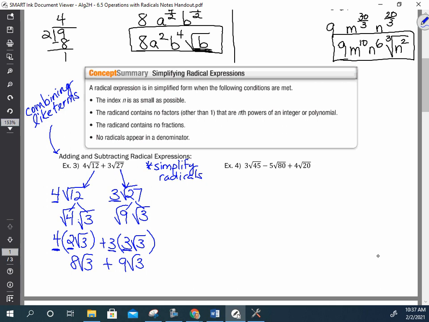So now you can combine like terms because both of them have the square root of 3. 17 square root of 3. Questions, example 3.